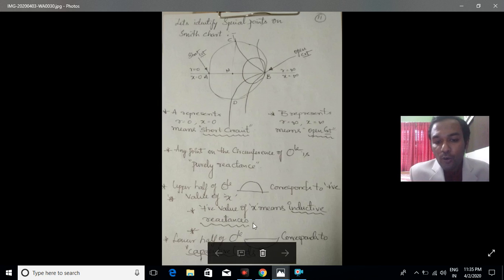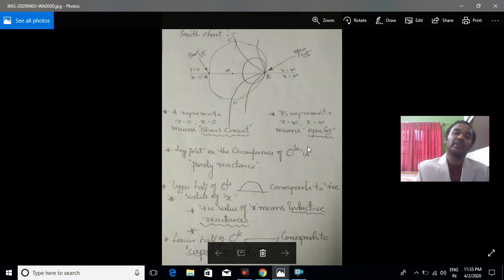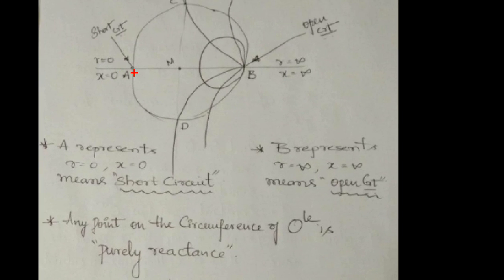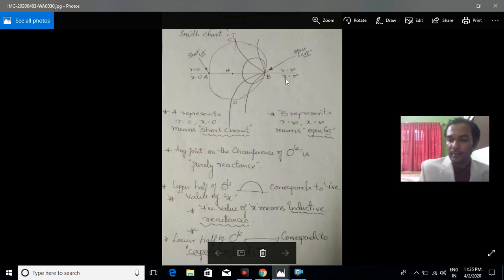Next, the lower half of the circle corresponds to capacitance, which has these values. The lower half of the circle is here and represents the capacitance of the devices which we are using. So these are a few special points. D represents what you already know, C represents what you already know, A represents what you already know, B represents what you already know. That is about the inductive, this is about the capacitance.